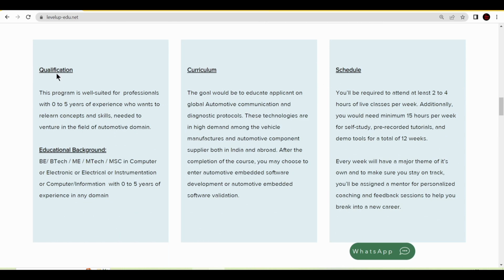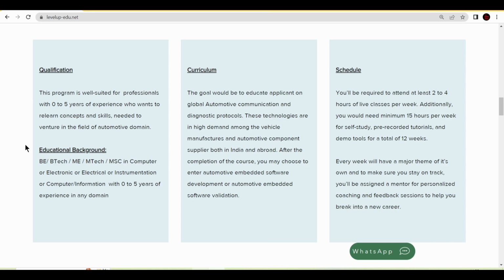So let us first have a look at the qualification. This program is well suited for professionals with 0 to 5 years of experience who want to relearn concepts and skills needed to venture into the field of automotive domain. The educational background required is BE, BTech, ME, MTech, MSc in computer, electronic, electrical, instrumentation, computers or information, with 0 to 5 years of experience in any kind of domain.